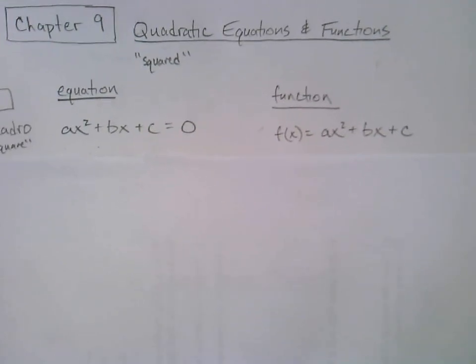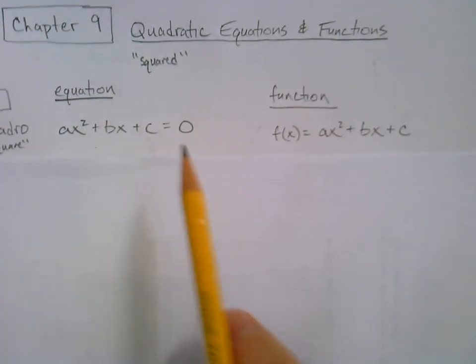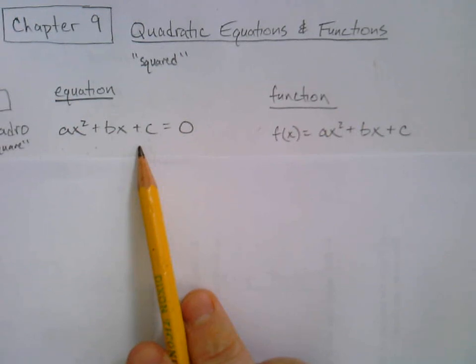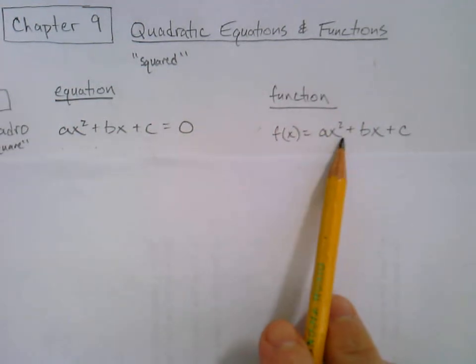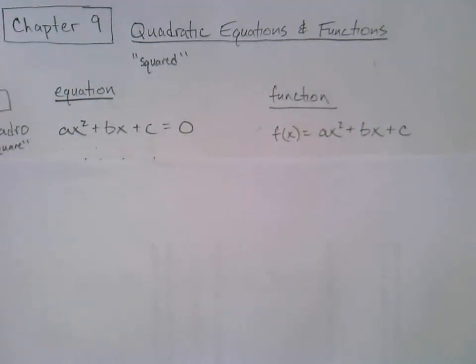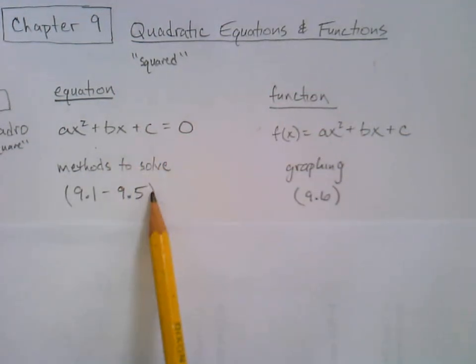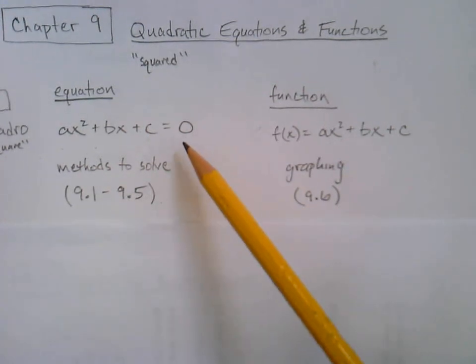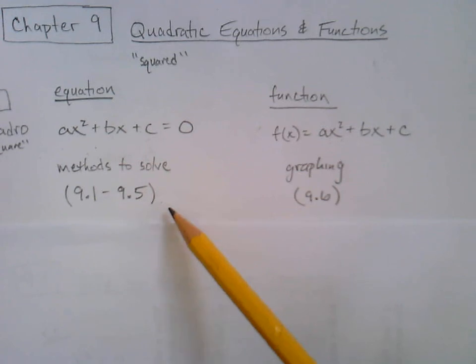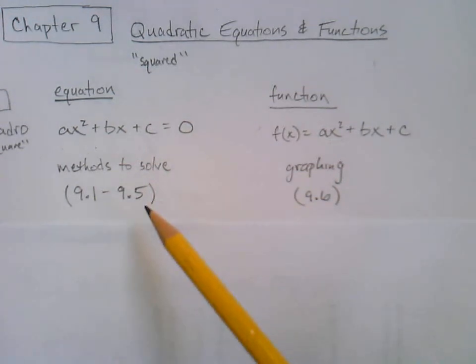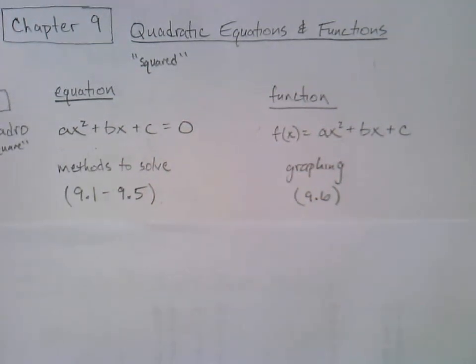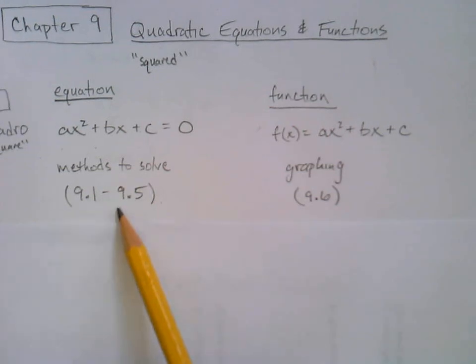Okay, so what are we going to do with these things? Most of our attention is on solving these types of equations. I told you guys just one section is on the function. So what does that mean? Well, for the equation, we're going to learn these different methods to solve. There'll be a handful of different methods to solve a quadratic equation, and we're going to build up slowly, starting with the easiest, and then walking through the natural logical progression. So that's 9.1 through 9.5.